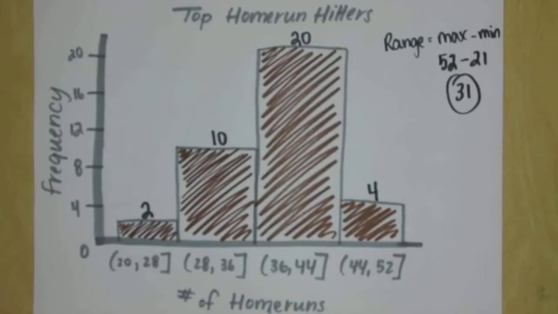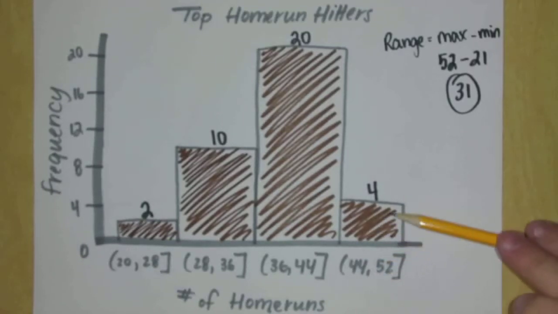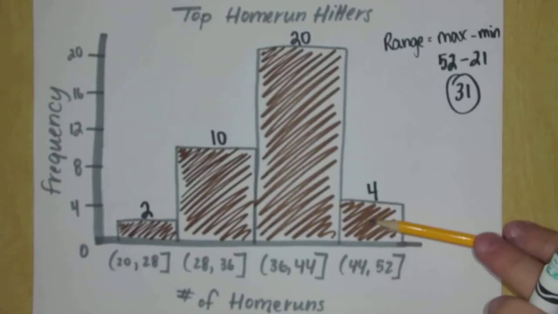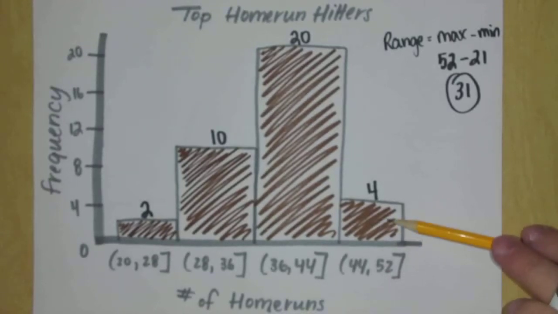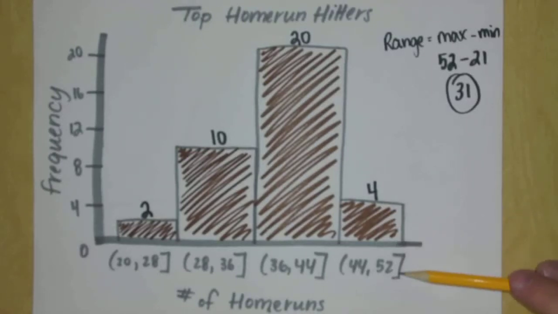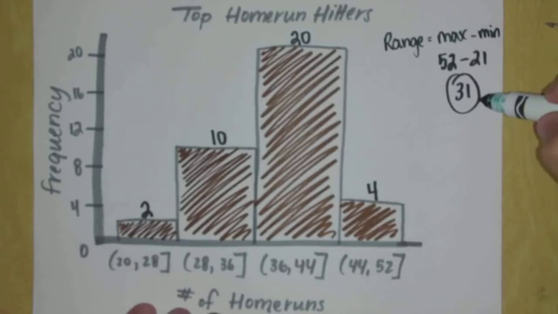Again, it's a rough estimate because I know 4 people hit home runs from 44 to 52 home runs, but I don't know exactly where they land in here. It could be 45, 46, 47, and 48. Could be 2 49s and 2 50s. I don't know for sure which is the highest number, but I do know 52 is the highest possible, so I'm going to include that. So a rough guess about the range, rough estimate here, 31.